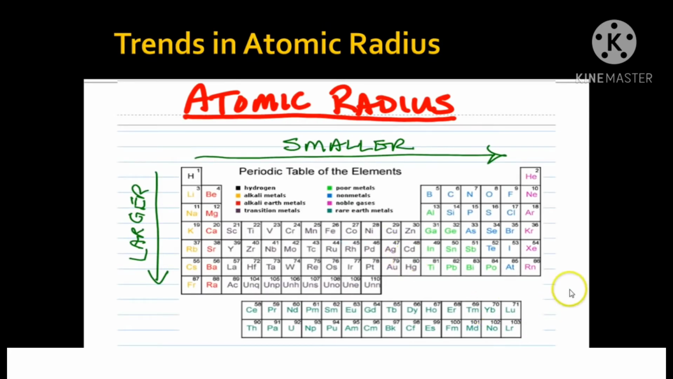First of all, trends in atomic radius. Notice that as we go across a row in a periodic table, the atom gets smaller. That's the atomic radius gets smaller. And the atom gets larger as we move down a family. So as we move down a column or down a family, the atom tends to get bigger, but it tends to get smaller going across a row.